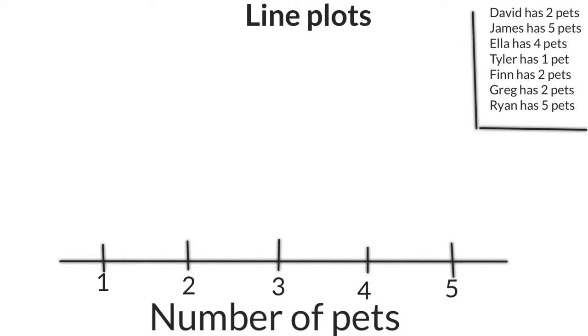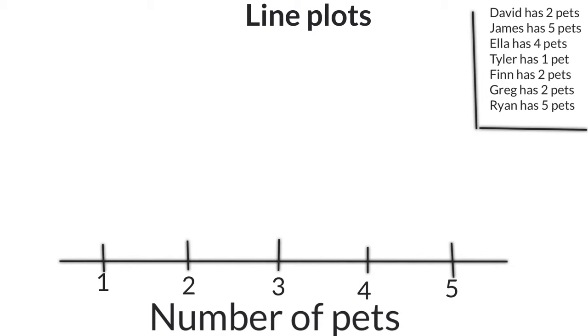Hello, second grade. For this lesson, we're going to be focusing on line plots. Line plots have a title, so this one's going to be number of pets, and then we're going to have a group of numbers with the lines above them. Our information here is going to tell us what to plot, and it tells what people and how many pets they have. So let's get started.